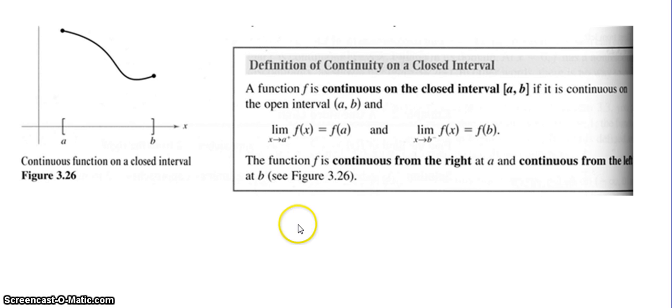All right, so the previous definition was continuity on an open interval. The definition of continuity on a closed interval is: a function f is continuous on a closed interval [a, b] if it is continuous on the open interval (a, b), so it has to meet that definition, and the limit as x goes to a from the right of the function is the function value at a, and the limit as x goes to b from the left of the function is the value of the function at b. So the function f is continuous from the right at a and continuous from the left at b. That's our definition of continuity on a closed interval.